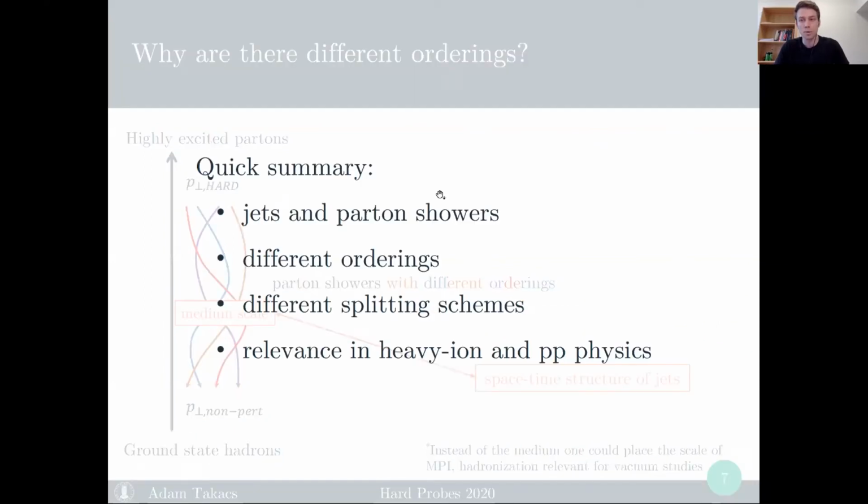So just to sum up this introduction part: I showed what jets and parton showers are, and I showed 2 choices one could make in a possible implementation. One of them was the ordering variable, and another one was the treatment of the individual splittings. And because of the interplay of scales, I argued that these choices could be relevant for both heavy ion and vacuum applications.